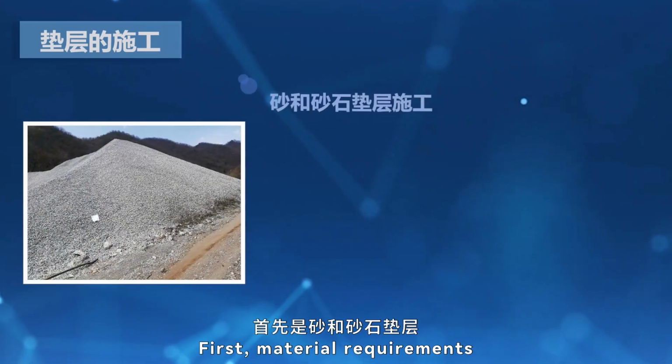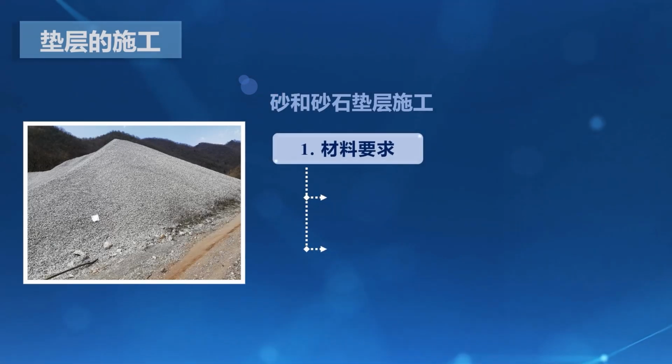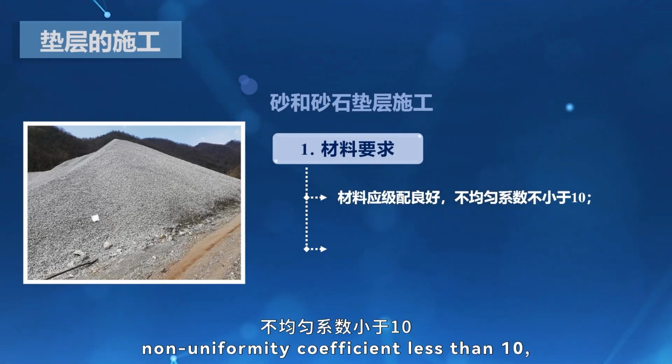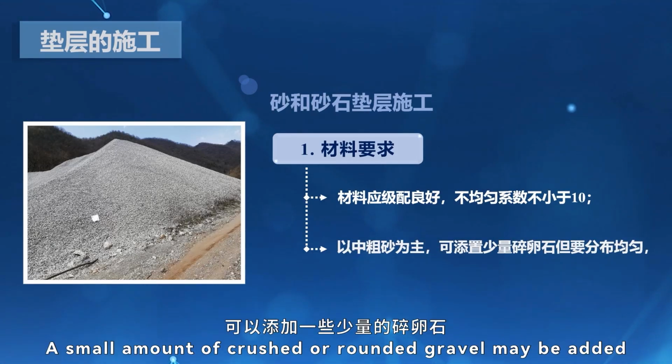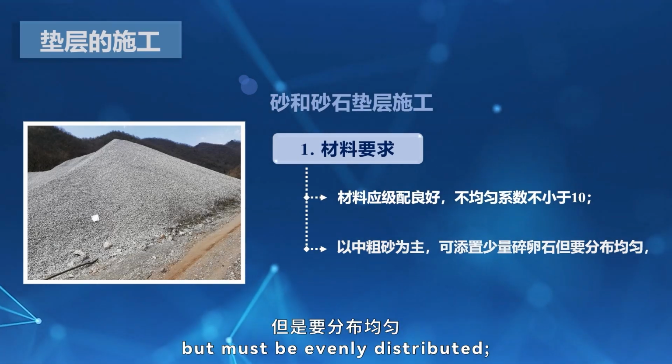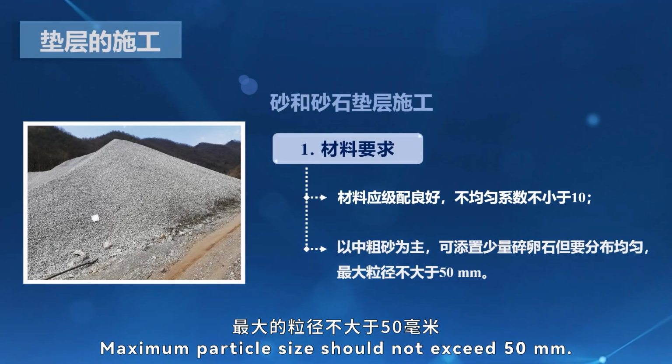First, material requirements of sand and sand gravel cushion. Well-graded, non-uniformity coefficient less than 10. Mainly medium and coarse sand. A small amount of crushed or rounded gravel may be added, but must be evenly distributed. Maximum particle size should not exceed 50 millimeters.